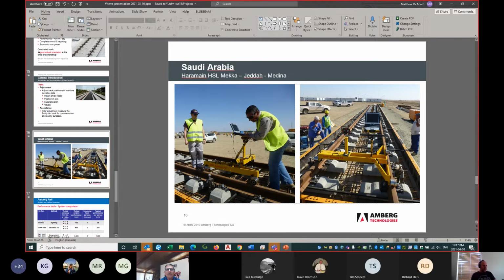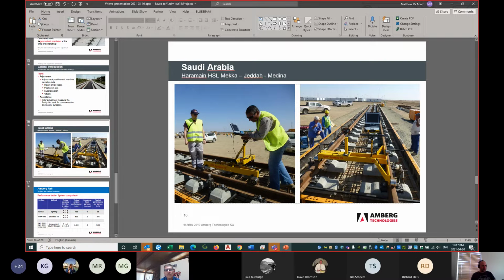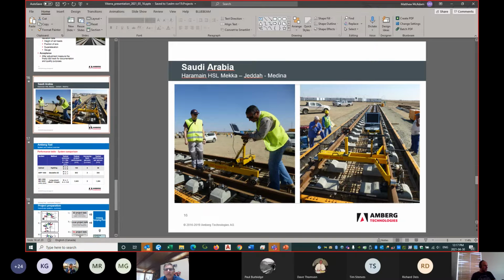So you can see here a couple images of the Amberg trolley system in the slab track situation. So you can see that it rolls over the connection points, so you can make those measurements and they can quickly make those adjustments as you're moving. Greatly improves the productivity and the accuracy of doing it.